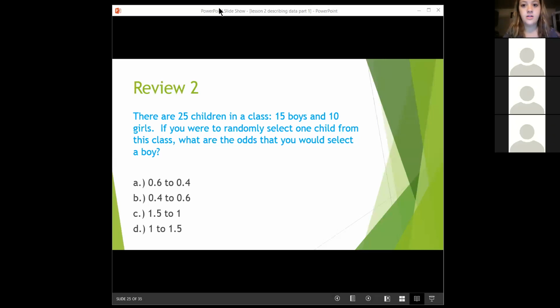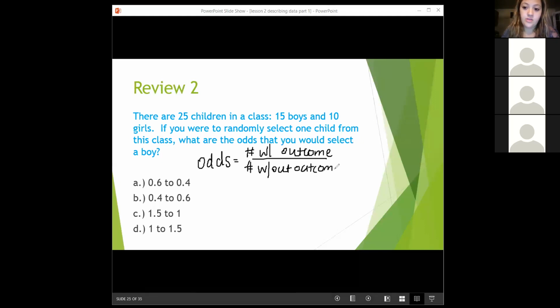Okay, good. So let's go over this one. You all have very valid rationale, which is good. It means you're thinking, you're not just guessing. So remember, the equation for odds is going to be the number with the outcome, and then the number without the outcome.